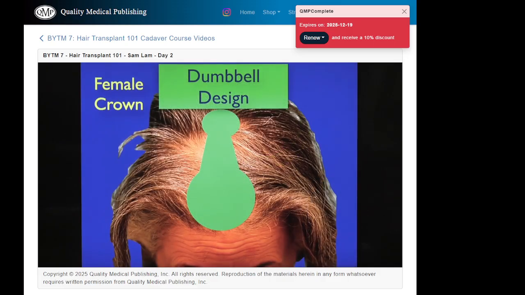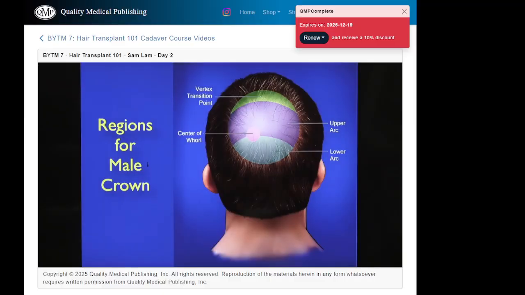Female crowns, I already mentioned this to you. I look at a dumbbell design. And then just in terms of anatomy, just a lingo that I use, I have the vertex transition zone, which is that transition from vertical to horizontal plane to the posterior mid-scalp. The center of the world, remember I told you we start with the design there. There's an upper arc and a lower arc. Anything above the center of the world is upper and below is lower.